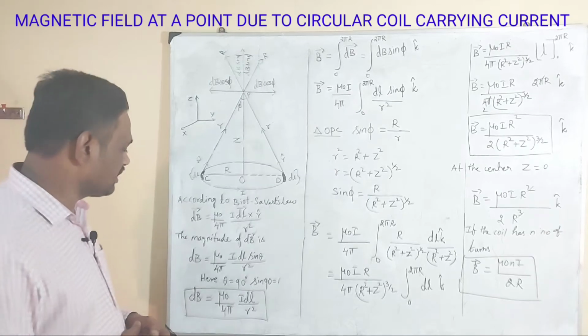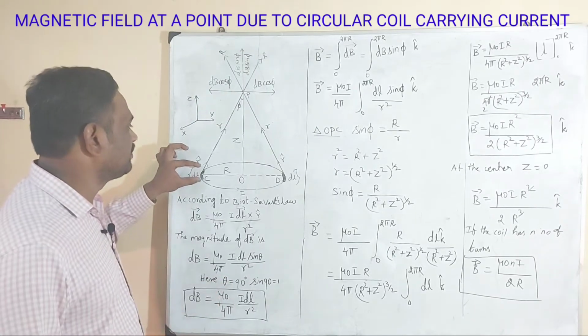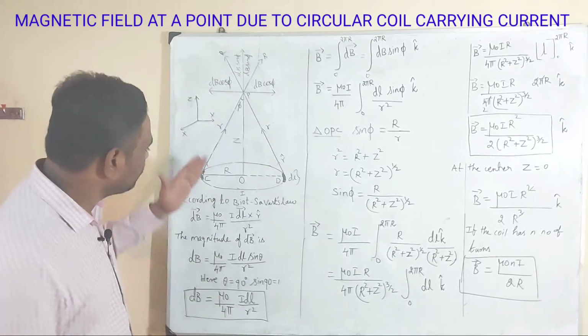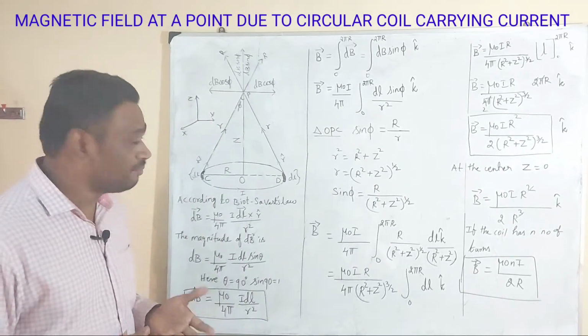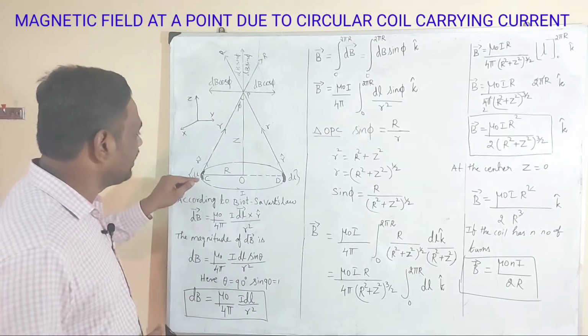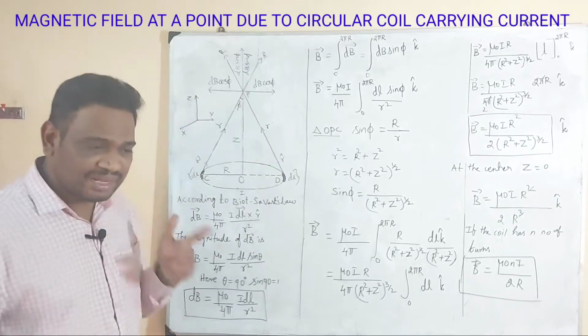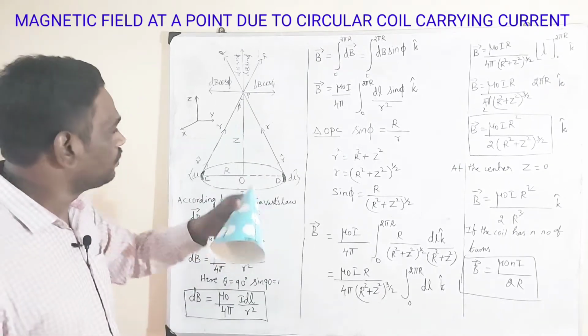See here, in this case, the angle between the element and the unit vector is 90 degrees. How? Here it may not appear like 90 degrees, but actually the angle between the current element and the unit vector is 90 degrees. Let me explain with some other example. Let us consider this cone.